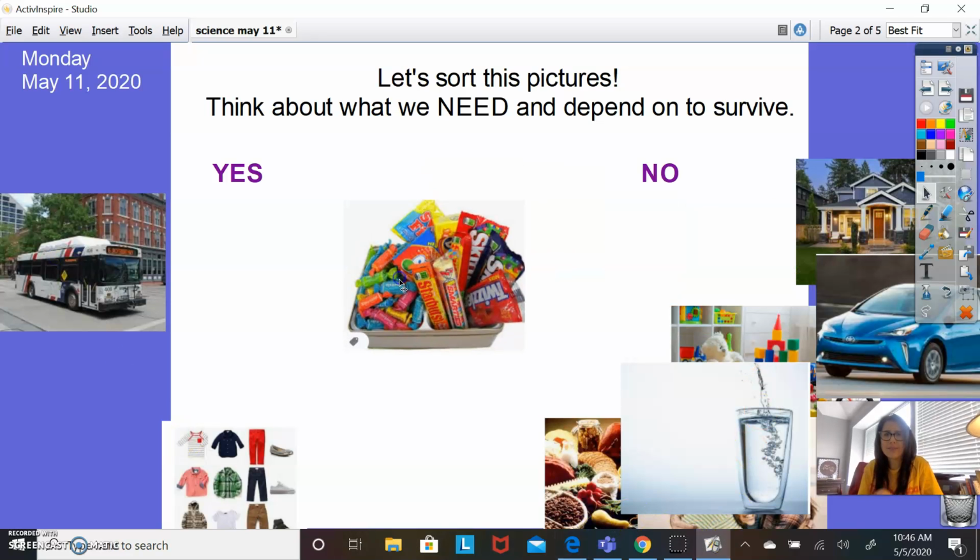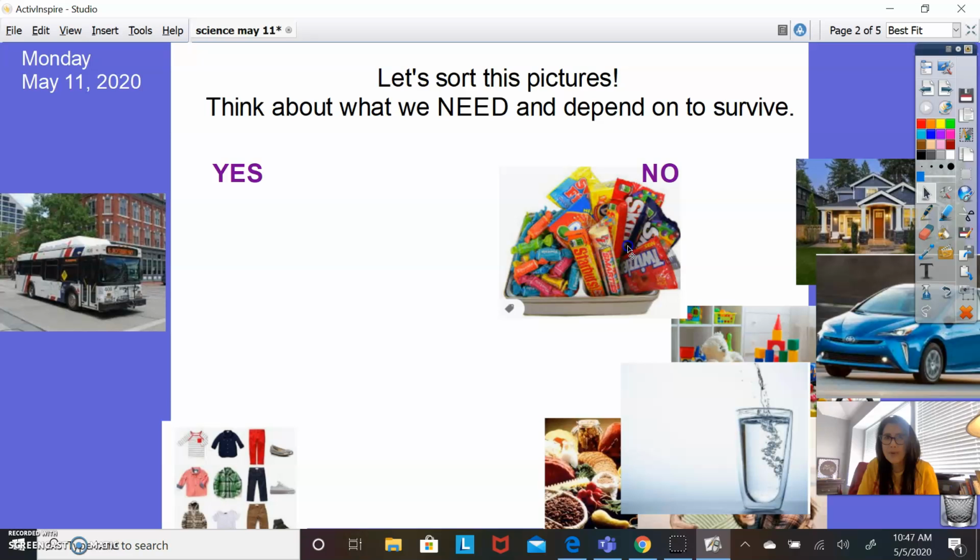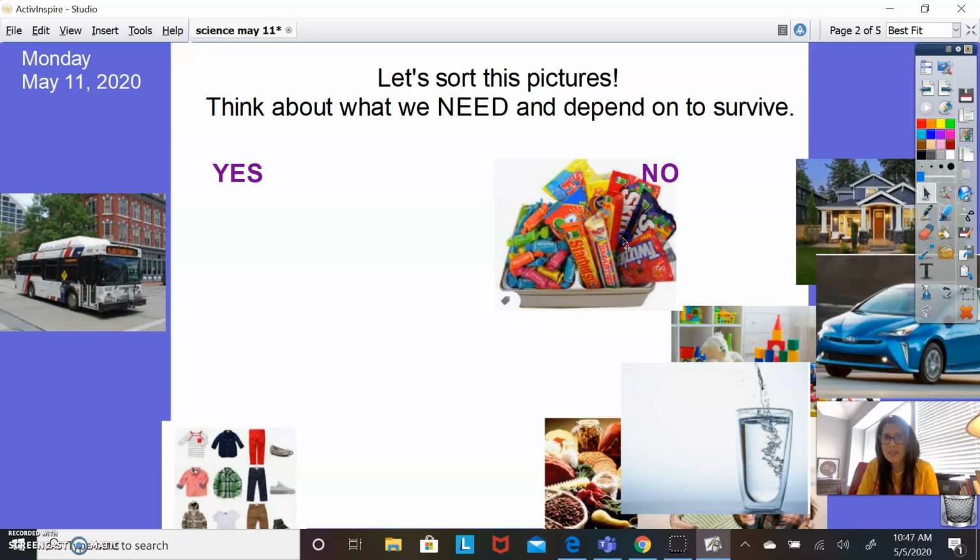What about this? Oh, you know, my favorite out of this would probably be the Skittles. Do we need these? We probably say, yes, Ms. Castillo, we need them, but do we really, really need them? If we didn't have them, would we still be okay? Would we still survive? Would we still be living and be okay? We would, wouldn't we? So I'm going to stick this under no, right there.